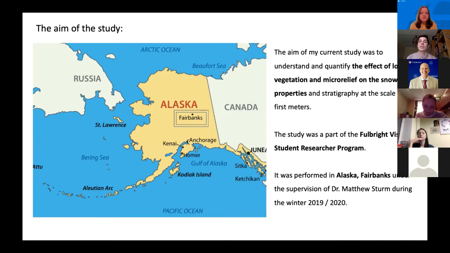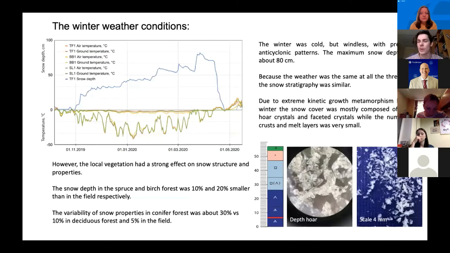As I mentioned, this study was a part of the Fulbright Visiting Student Research Program and was performed during the winter of 2019-2020, just before the quarantine. The winter in Alaska, as you probably know, is usually very cold. It was windless with prevailing anticyclonic patterns, and the maximum snow depth was about 80 centimeters this winter, which is a little bit more than average, slightly above normal.